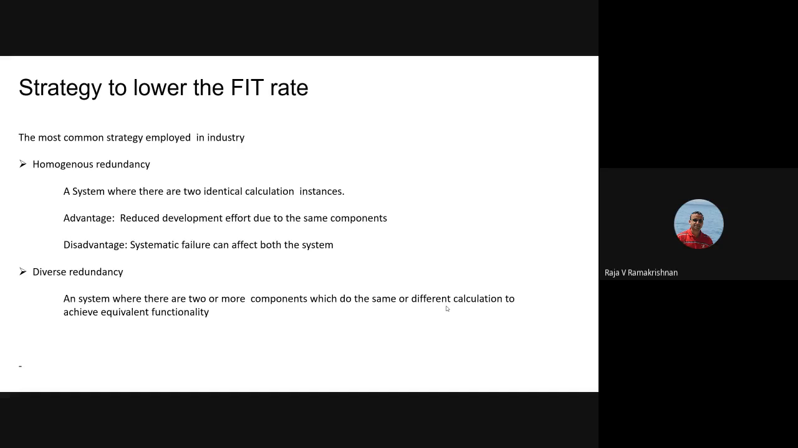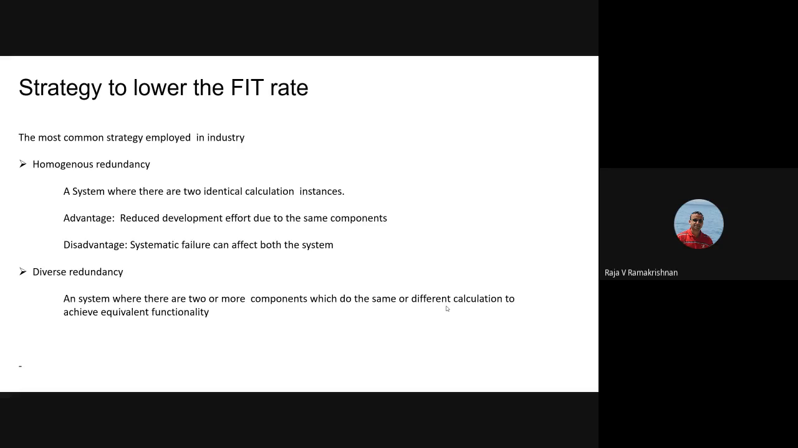So a homogeneous redundancy is a system where there are two identical instances of the calculation. That means there are two identical sets of this thing. That means there are two ECUs, with identical calculations happening on both ECUs. So if one fails, it will just switch to the other one. Thinking about the sensors, you will have two sensors basically. If one fails, it will automatically switch to the other one, which is exactly the same thing.